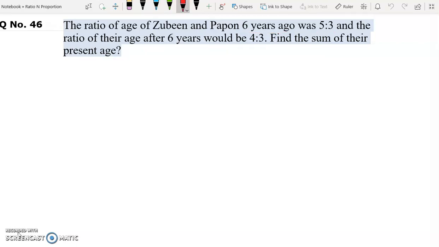Question number 46. The ratio of age of Jubin and Papon 6 years ago was 5:3 and the ratio of their age after 6 years would be 4:3. Find the sum of their present age. So in this question we have Jubin and we have Papon. And it says 6 years ago the ratio of their age was 5:3. And the ratio of their age after 6 years would be 4:3.